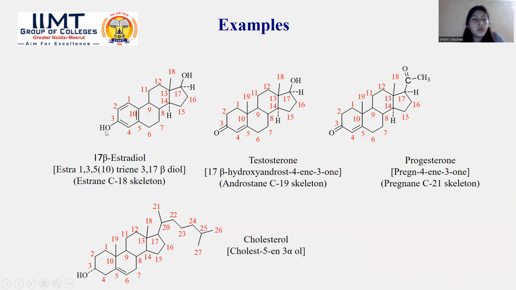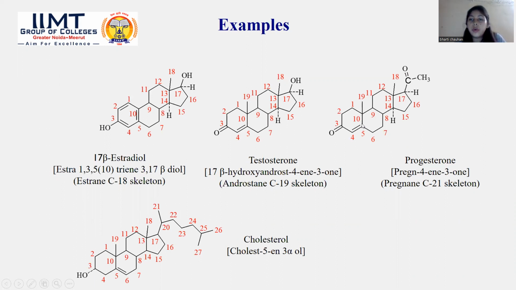3, 17. What is present on 3 and 17 is a hydroxyl group. So what we write here is that it is present in beta configuration. So we'll write diol, 17 beta diol, and the name is made like that only. Next is testosterone. What is here? You can see 17 beta, it means it is beta configuration, solid line. So hydroxy, androst, 4-ene, 3-one. Next, preg, 4-ene, 3-one.